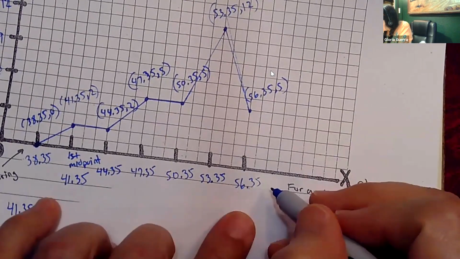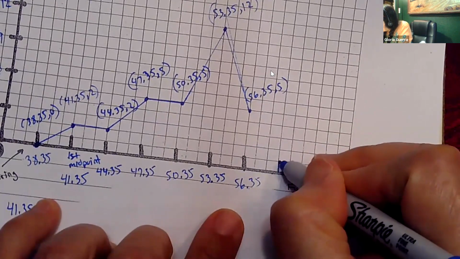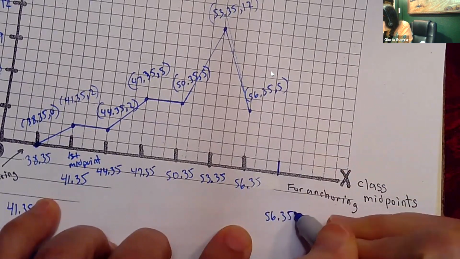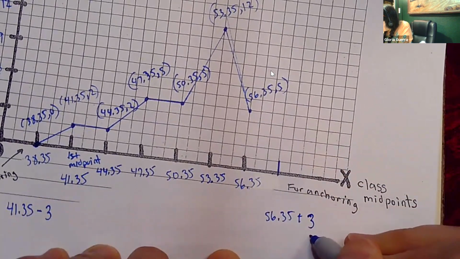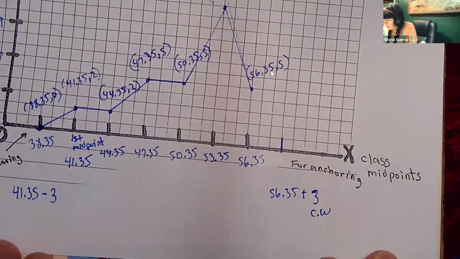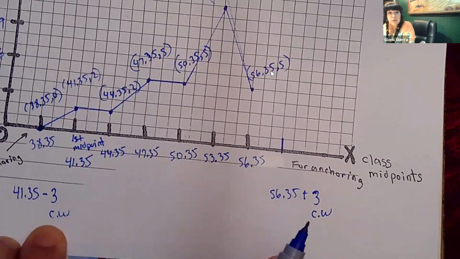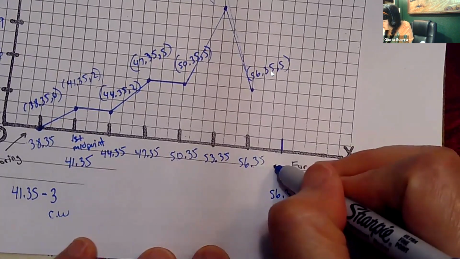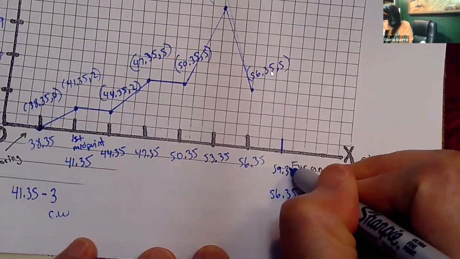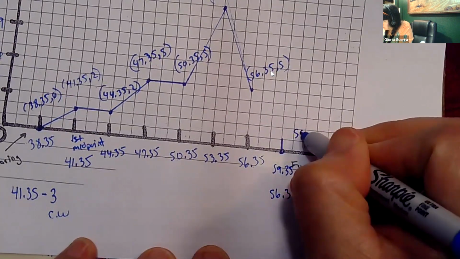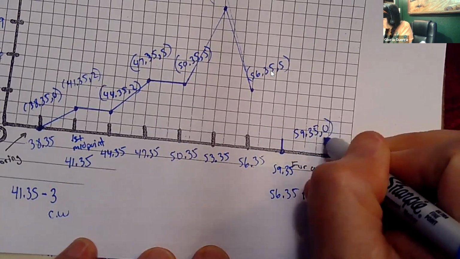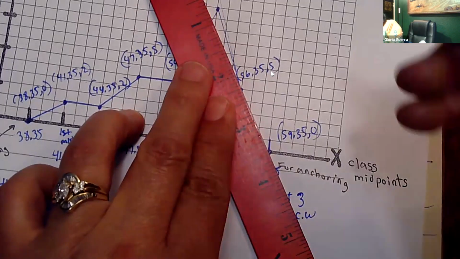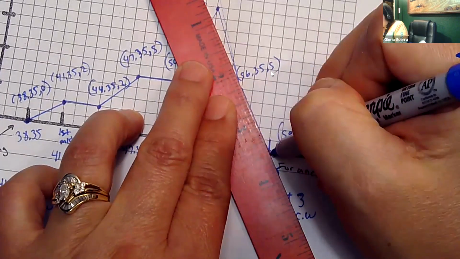So now if I do 1, 2, 3 right here, this is going to be figured by 56.35 plus 3, because remember that's the class width. So remember over here you subtract when you do previous, but over here after, you add 3, and that gives you 59.35. So this is 59.35 comma 0. And then you connect that.